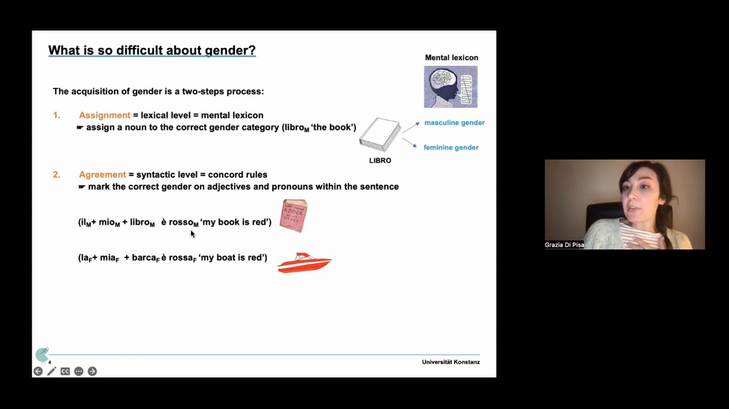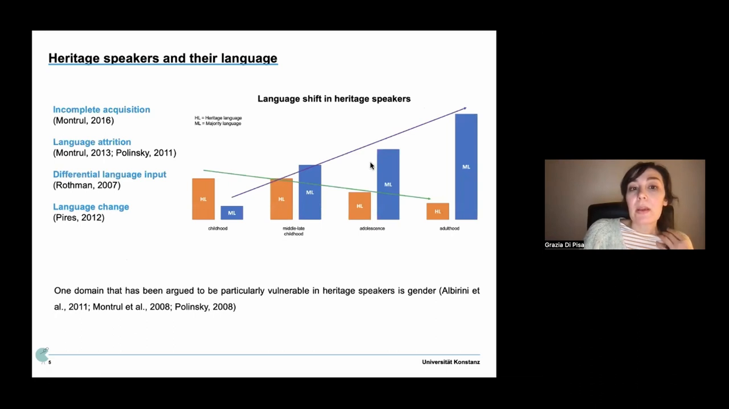And we can see that it is masculine, if you're not familiar with Italian, because they're all ending with an O, and we have il, which is the article for masculine. Instead, for barca, which is feminine, all the elements are agreeing again with the feminine. La mia barca è rossa. And again, we can see it from the ending in A. My boat is red.